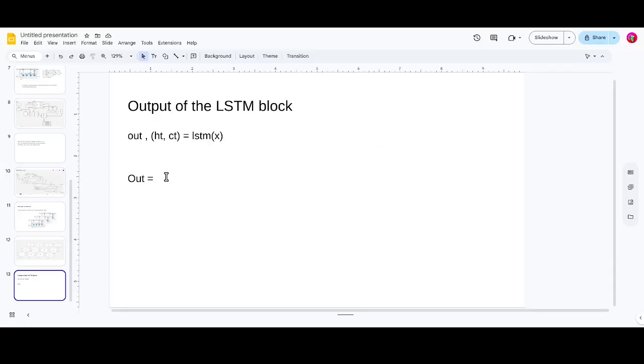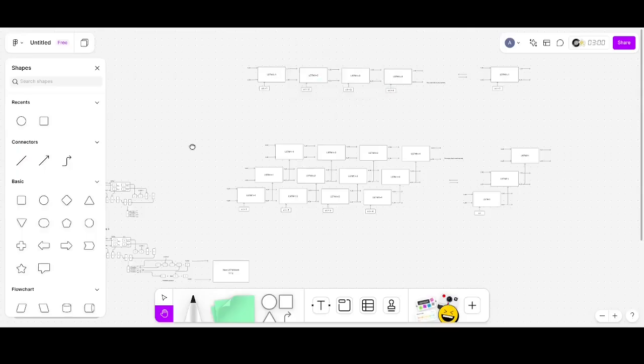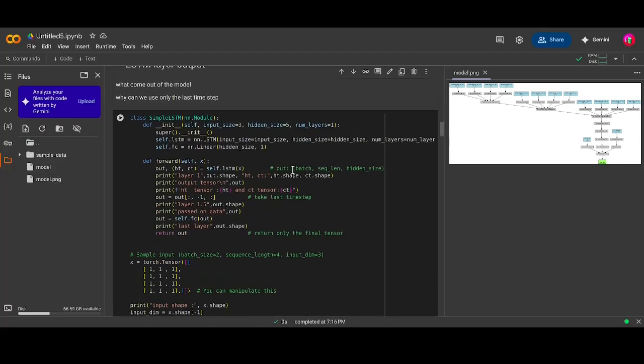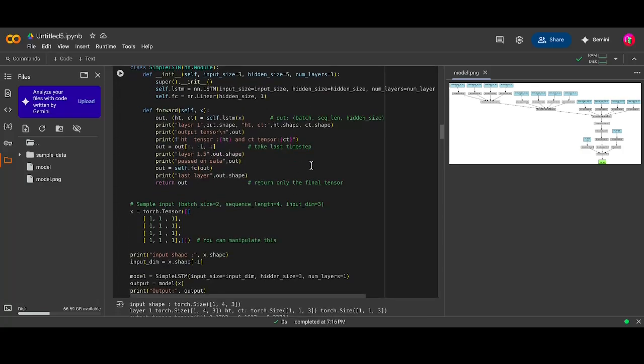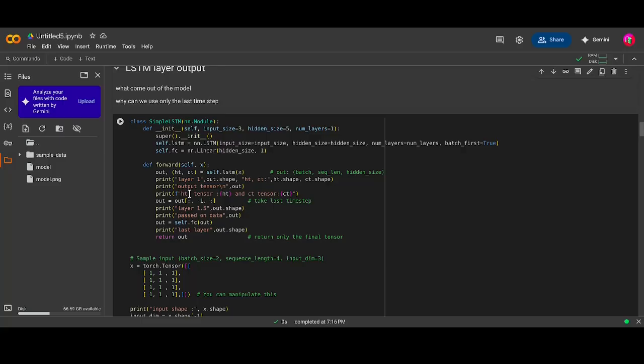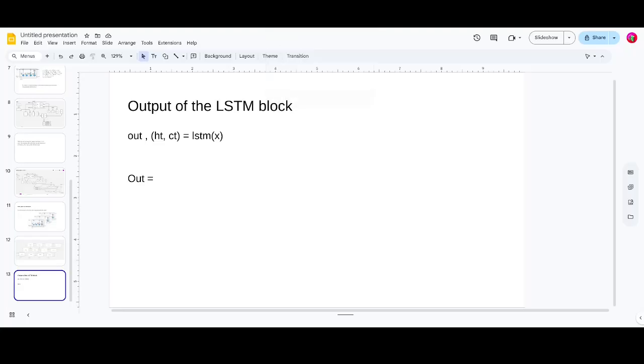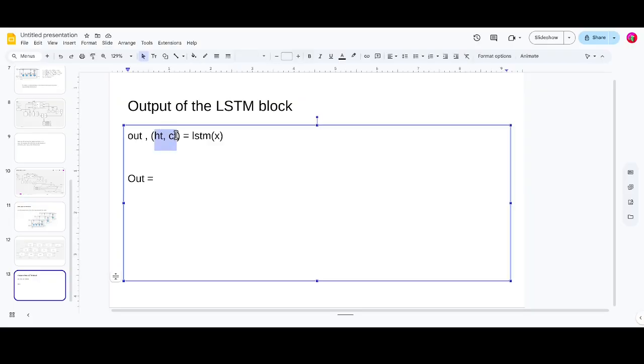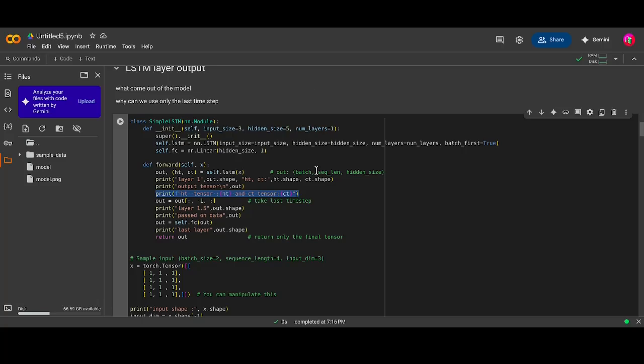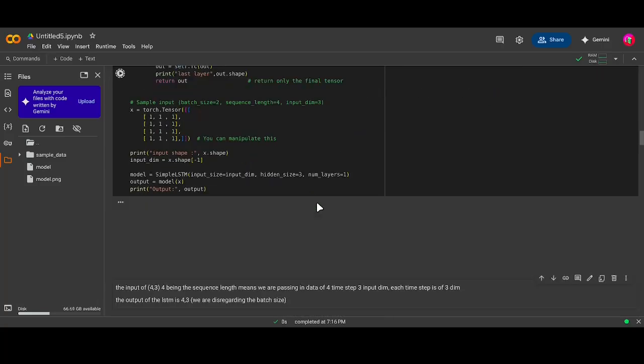Output of the LSTM block. Now, this is the same simple implementation of the LSTM code, but the difference is, now I have printed the output shapes, the output tensor itself, and the output tensors HT and CT. Whenever you give LSTM an input X, it gives out two different things: the output tensor, and the two separate tensors, HT and CT. Okay, so we're going to execute this real quick.